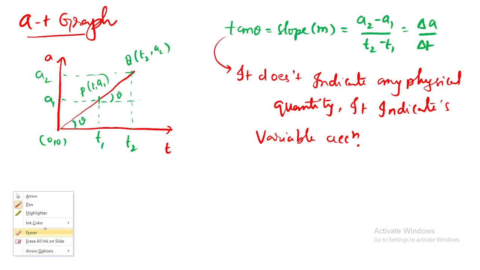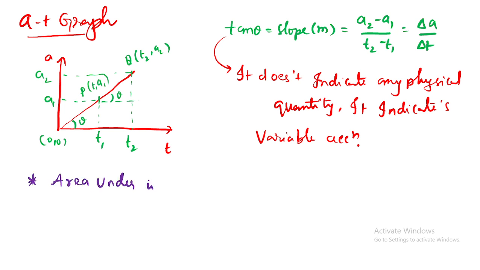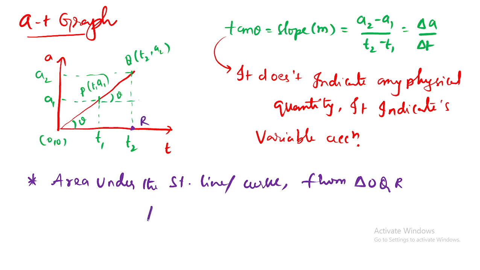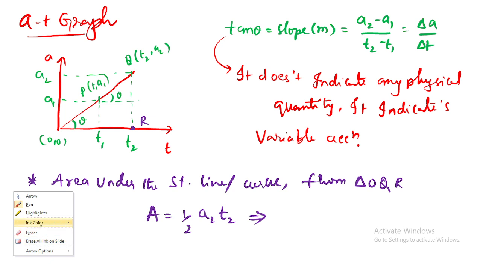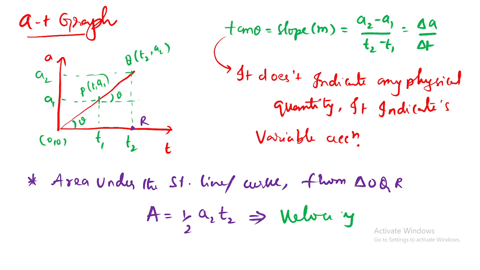Then we'll mainly talk about the area for this one. Area under the curve. From the triangle O, Q and R, so area is equal to half into base into height, which is half into A into T. Tell me what this indicates. Acceleration into time indicates what quantity? Very good. It indicates velocity.